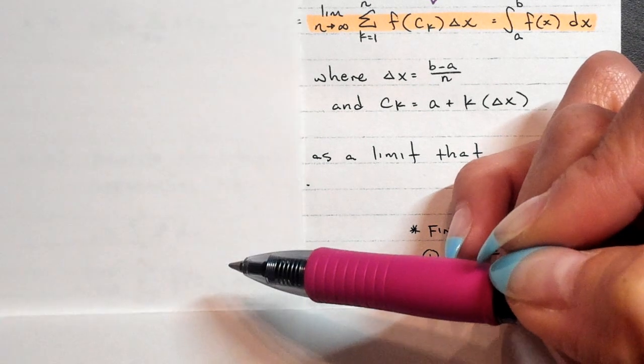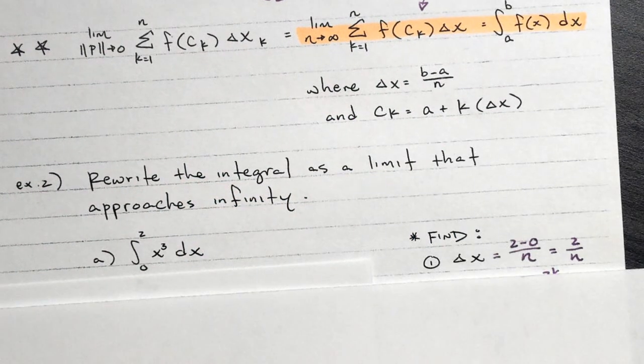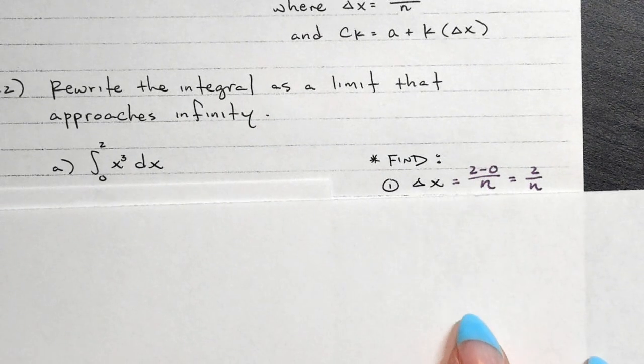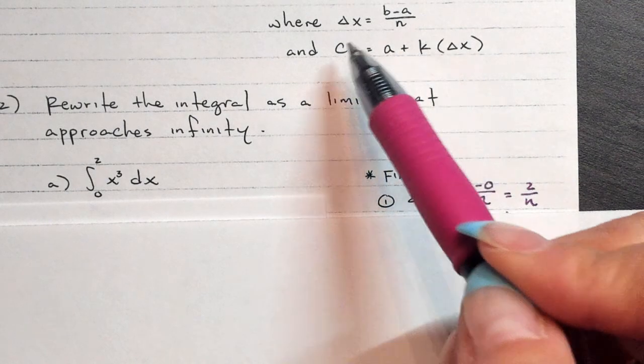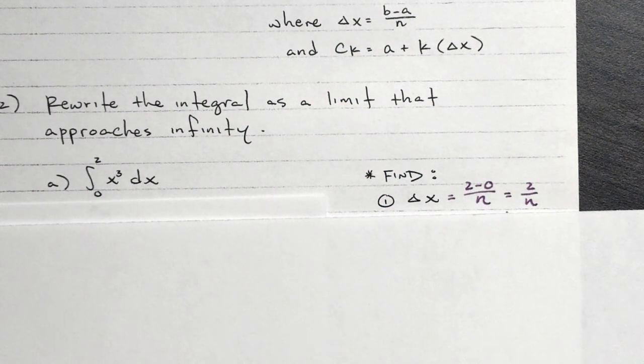How do we find that final answer? Okay, so number 1, we have to find the change in x. So just like this, we have to find the change in x. Okay, so that's going to be 2 minus 0 over n, which is 2 over n.